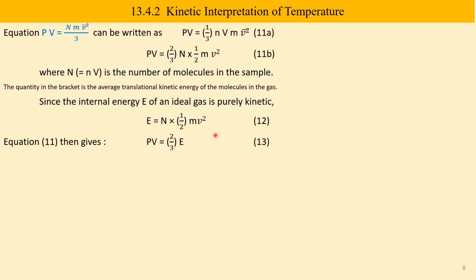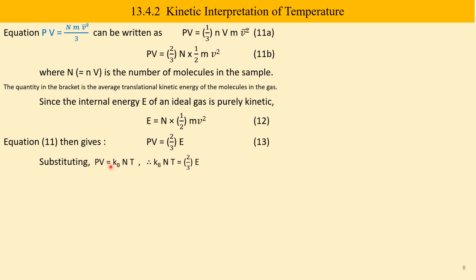So equation 11 gives PV is equal to 2/3 of the total energy. That is, n into half mv square we are substituting as E. Therefore, P is equal to 2 by 3 E. Let it be equation 13.